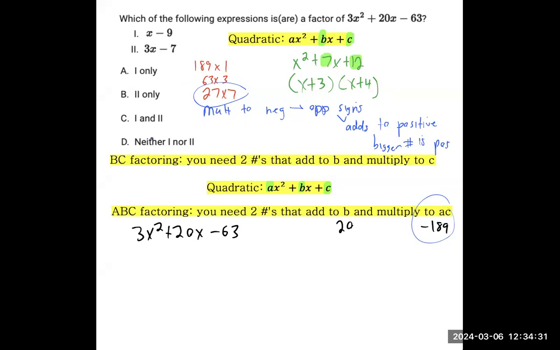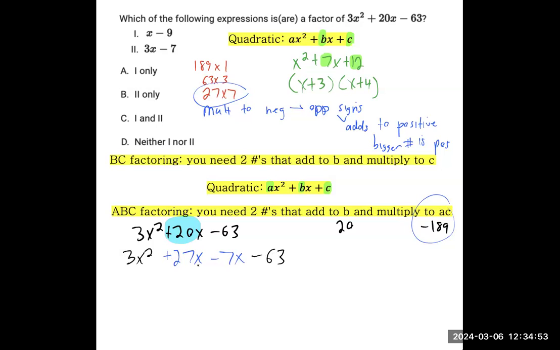So the next thing you do in the ABC factoring method is you take that middle term, which for us is 20x, and you split it into 27 and negative 7. So plus 27x minus 7x. So 3x squared plus 27x minus 7x minus 63.